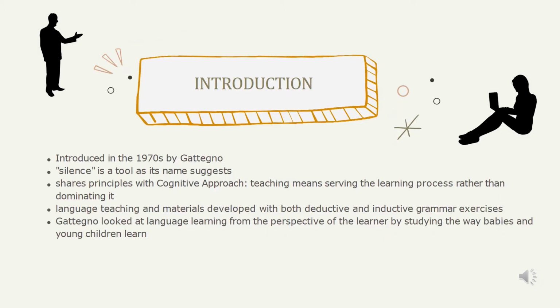The silent way method was introduced in the 1970s by Caleb Gattegno. As its name suggests, silence is a tool of this method. It shares principles with the cognitive approach, as teaching means serving the learning process rather than dominating it. Through the process of the method, language teaching and materials are developed with both deductive and inductive grammar exercises. Gattegno looked at language learning from the perspective of the learner by studying the way babies and young children learn.